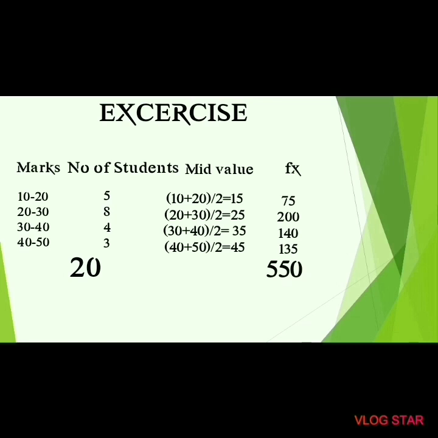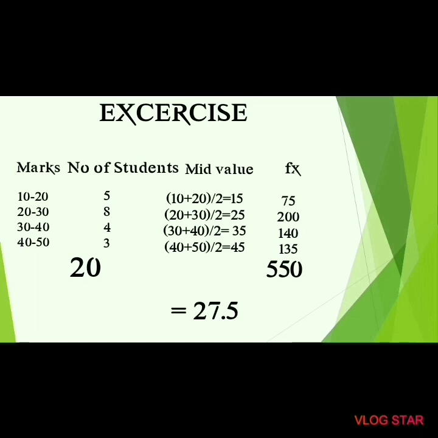Now, let us apply this into the formula. Sigma fx divided by n, that is 550 divided by 20, which is equal to 27.5. So the average marks obtained by the students of this class is 27.5. I hope this is clear to you. Do more and more examples at home.